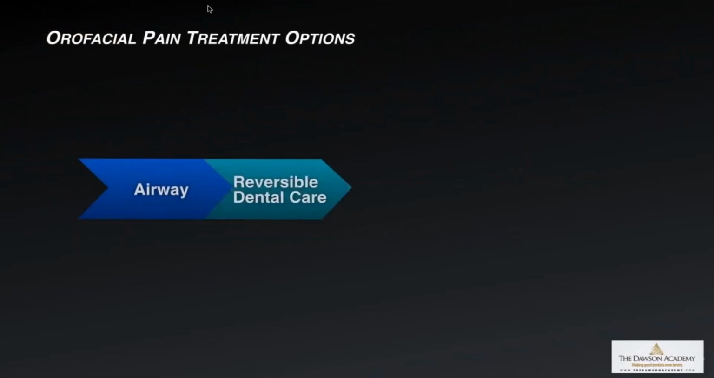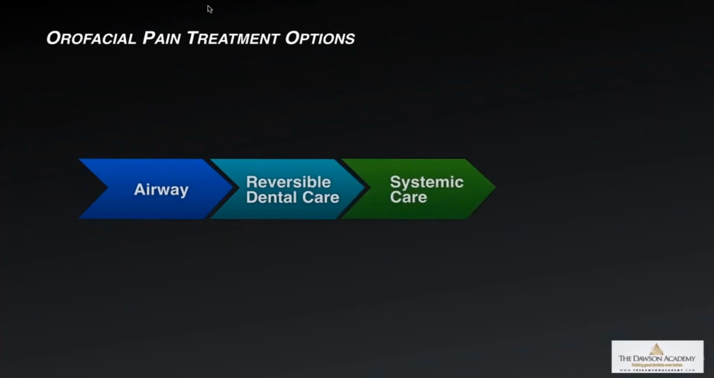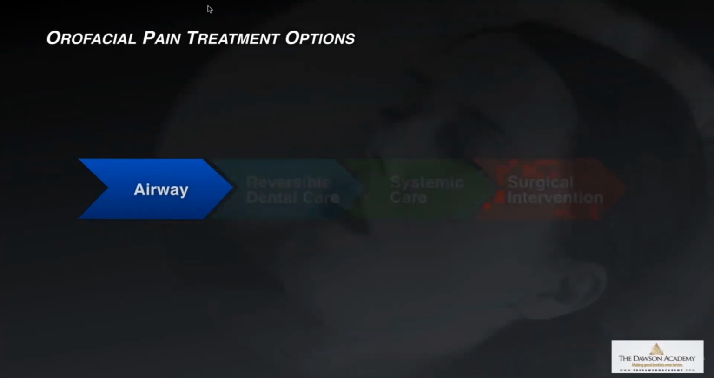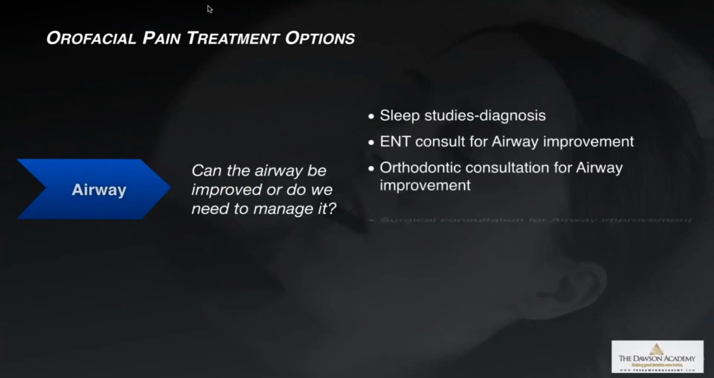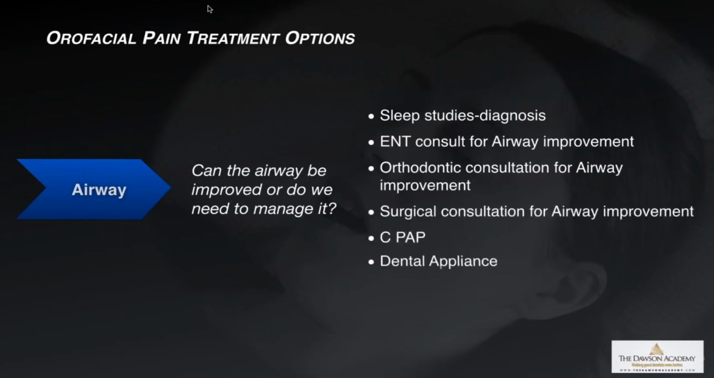So if we look at airway issues, the orofacial pain treatment options are: deal with airway, reversible dental care, systemic care if we need it, and then surgical intervention. Those are kind of the options. And if we look at the orofacial pain patient again with the airway, can the airway be improved or is it just management? You're going to get sleep studies, maybe the ENT, ortho consult, surgical consult, CPAP, dental appliance.